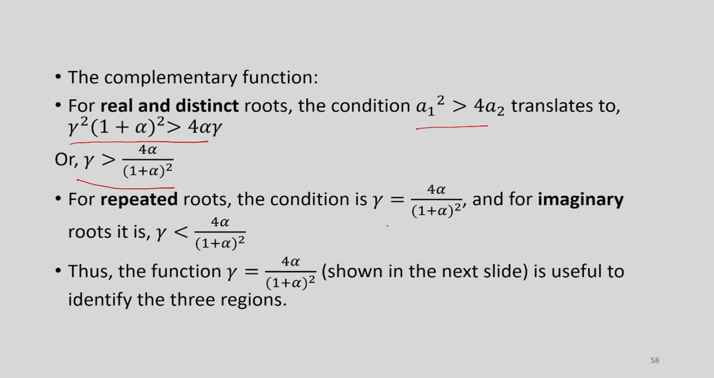What about the repeated roots? That relation is this, right? Gamma is just equal to 4 alpha divided by (1 plus alpha) whole square, and for imaginary roots the inequality sign goes the other way: gamma is less than 4 alpha divided by (1 plus alpha) whole square. So, actually this function, gamma equal to 4 alpha divided by (1 plus alpha) whole square, is useful to identify these three regions, right. One is the case of real distinct roots, second is the case of repeated roots, and the third is the case of imaginary roots.